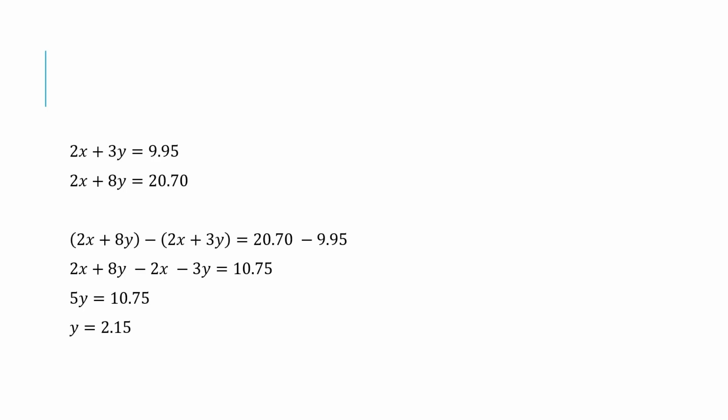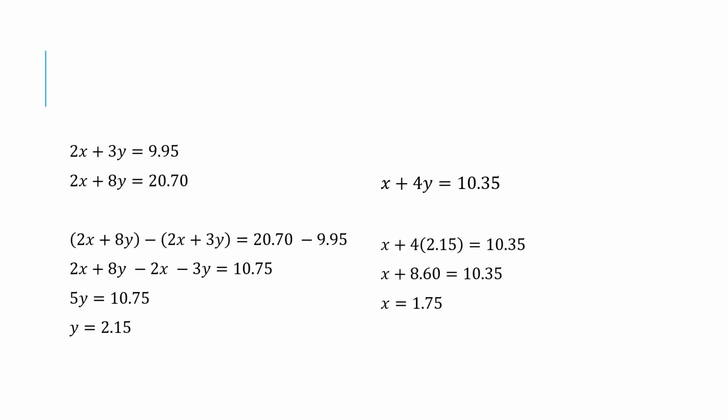Step 3. Substitute y back into one of the original equations to find x. Let's use x plus 4y equals 10.35. X plus 4 times 2.15 equals 10.35. X plus 8.60 equals 10.35. X equals 1.75. Final answer.